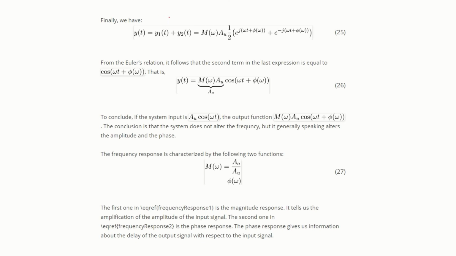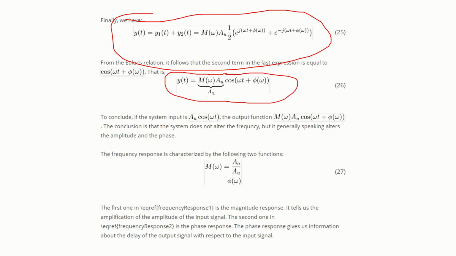To compute the system output, we have to sum system outputs for the individual inputs. And here's the expression. Now, this expression can be transformed into equation 26. This equation 26 is a fundamental equation. It shows the following. First of all, the output, when the input is a cosine function with the frequency omega, is again a cosine function with the same frequency and with a certain phase lag.